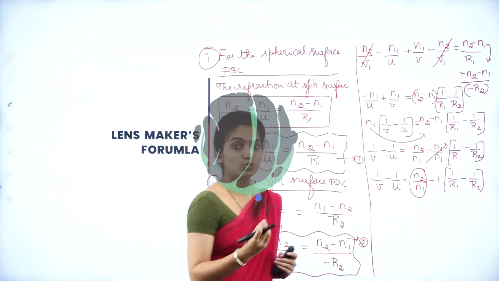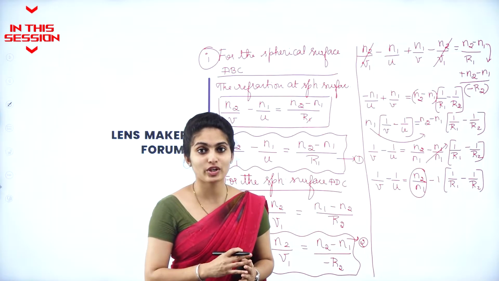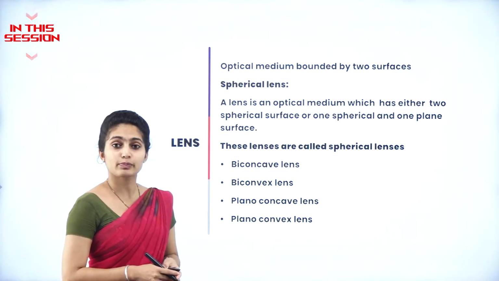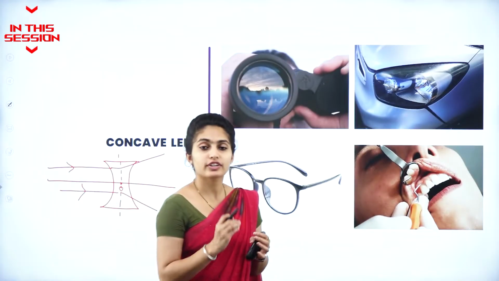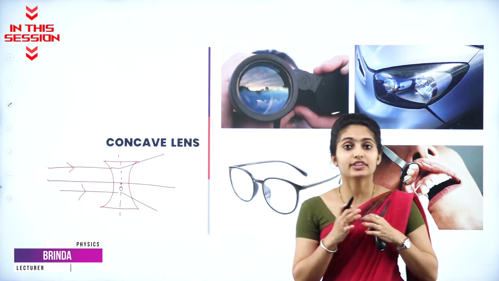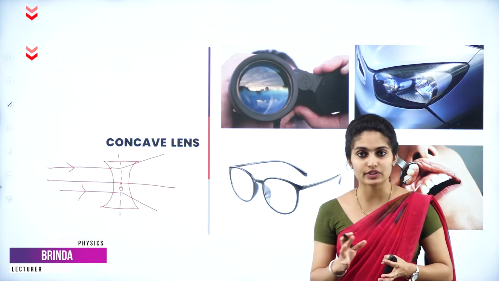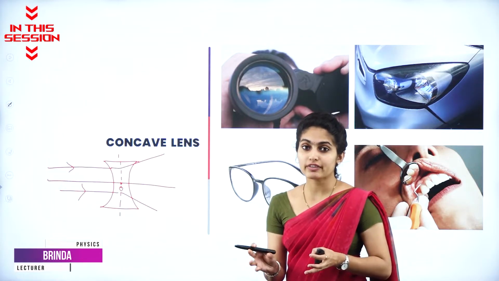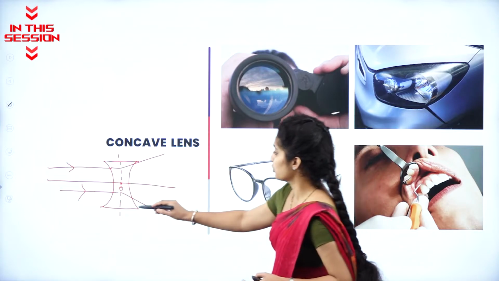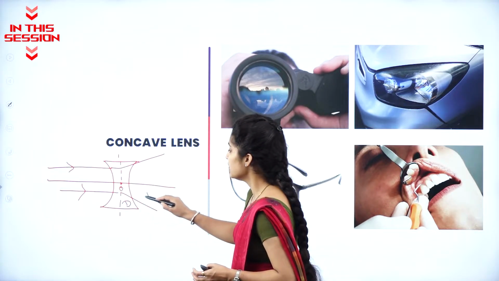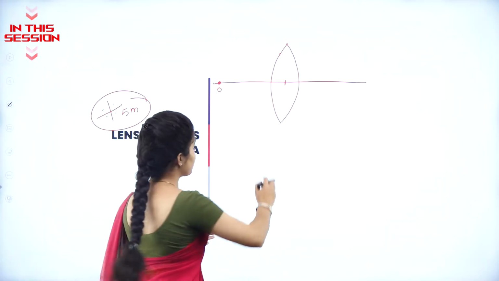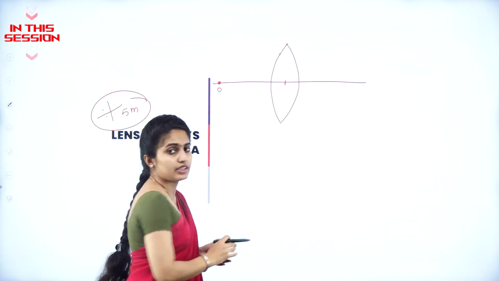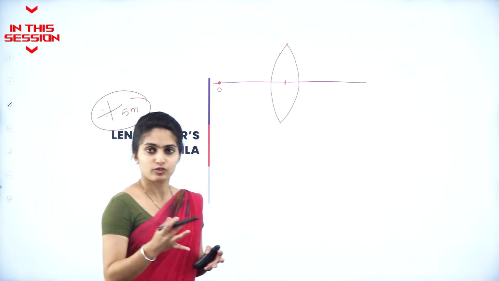1 by V minus 1 by U, according to the mirror equation, it is 1 by F. It is an optical medium which is bounded by two surfaces is said to be a lens. Concave lens is a lens which diverges the beam of light which is incident on it when the concave lens is kept in the rarer medium. So this can be called as denser medium. This is called as a rarer medium. Correct from the center of this division itself, the deviation will be taking place in case of the lenses.